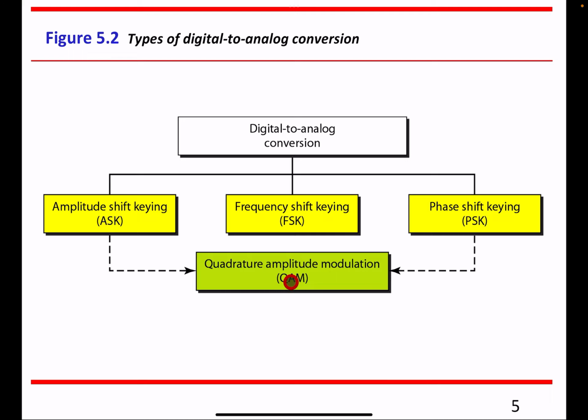Okay, so there are basically three types: ASK, FSK, and PSK. And if we combine these two types, then it will create another type that is known as quadrature amplitude modulation or QAM. So from now we will basically try to understand or try to learn about the basic ideas of these three types of shift keying and how they represent digital data into an analog signal.